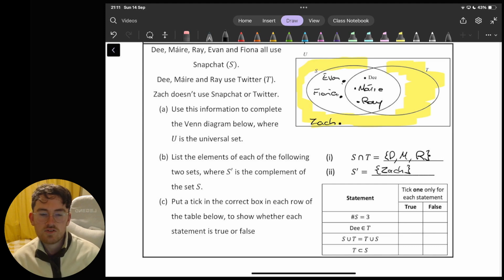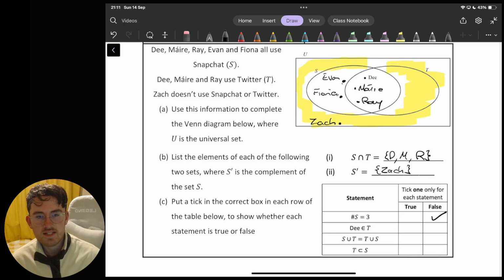And then we're asked to answer the following questions. The first question says hash S equals 3. So we remember the little hash symbol means how many elements. It says that there are 3 elements in S. We can see that that is false. There are 5 elements. There are 5 people who use Snapchat.